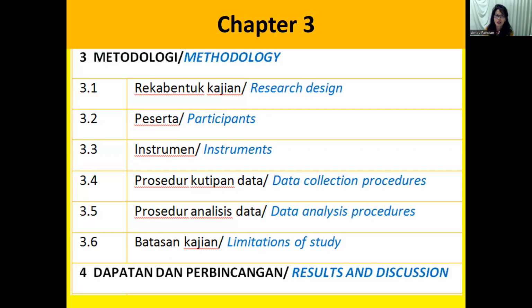And we are talking about chapter 3. Chapter 3 has 6 important components. The first 5 are very, very important. You must know your research design, and today we are starting on that. And 3.2 will be the participants, or if you are analyzing text, then you describe the text or the corpus. 3.3 will be the instruments.